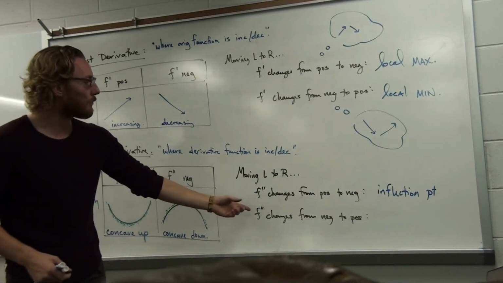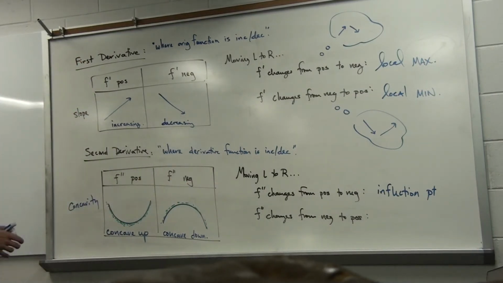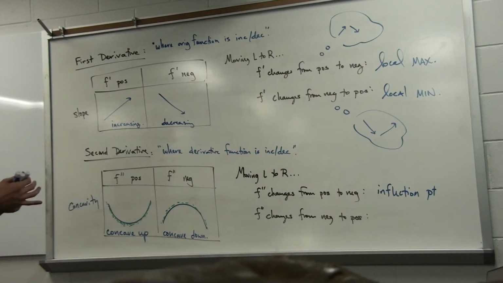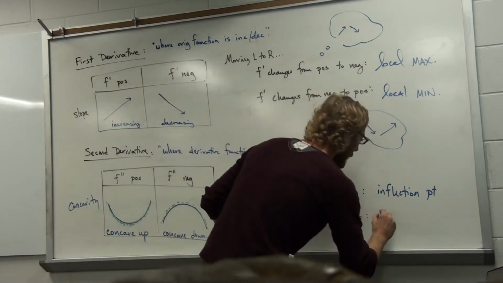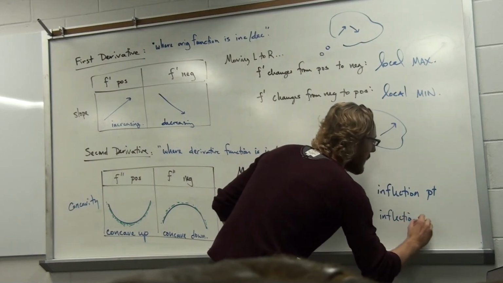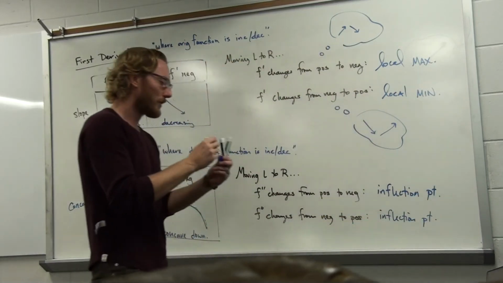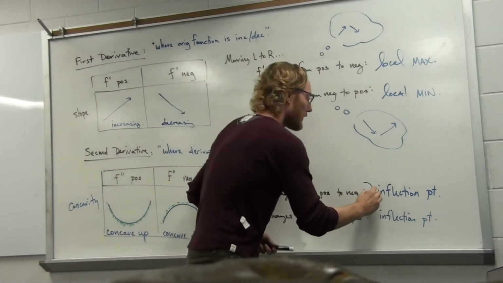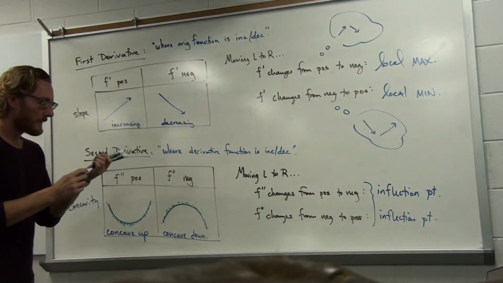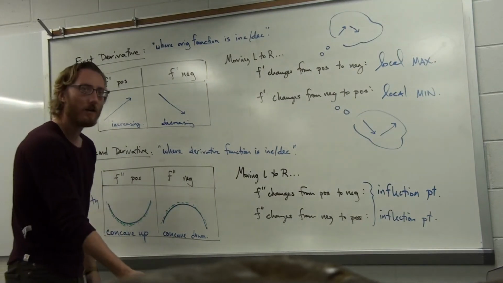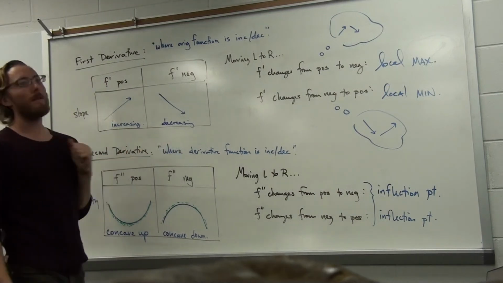What about when your second derivative changes from negative to positive, when you go from concave down to concave up? We also call this an inflection point. This is actually quite nice, because the second derivative is a little more complicated to think about, and we only have one word to describe both of these things. Anytime your function changes from concave up to concave down, or concave down to concave up, you have an inflection point.